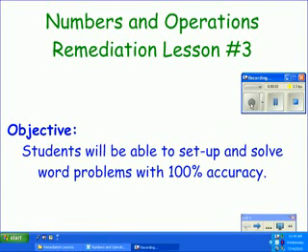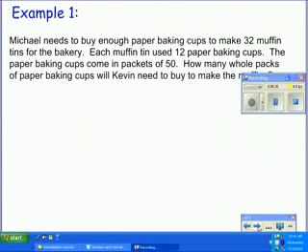Welcome to Numbers and Operations, Remediation Lesson number 3. The objective for this lesson is students will be able to set up and solve word problems with 100% accuracy. There are not any definitions that we are going to discuss in this lesson. We're going to start off with example 1 and follow through to the next 2 examples.